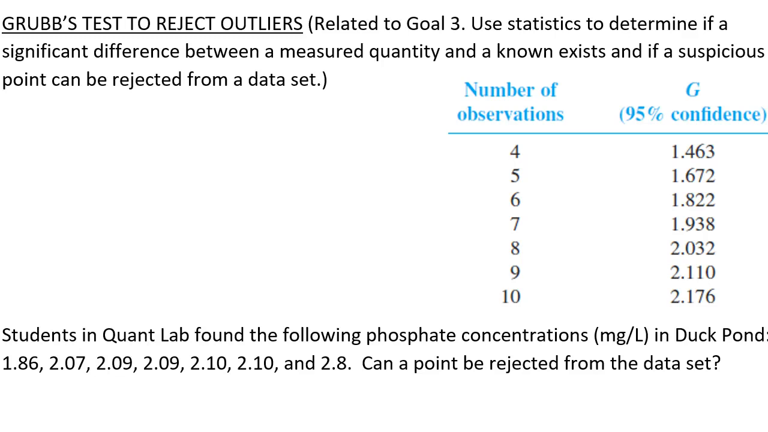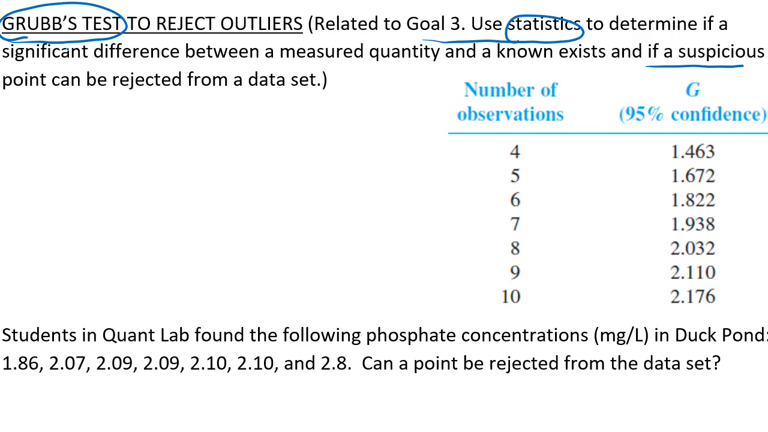Hi everyone. In this video we're going to learn how to reject outliers using the Grubbs test. And again, that is related to one of our course goals, goal number 3, about using statistics to, in fact, reject suspicious data points from a data set. In older textbooks, the Q test was used to reject suspicious points, but nowadays the Grubbs test is recommended. So don't be surprised if you see a statistical test called the Q test.